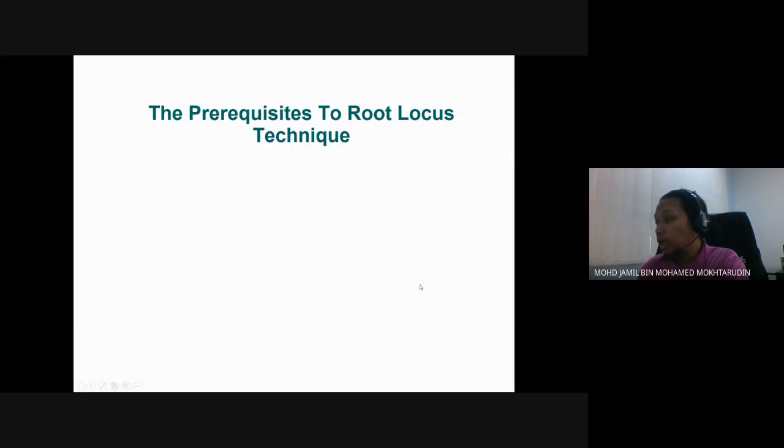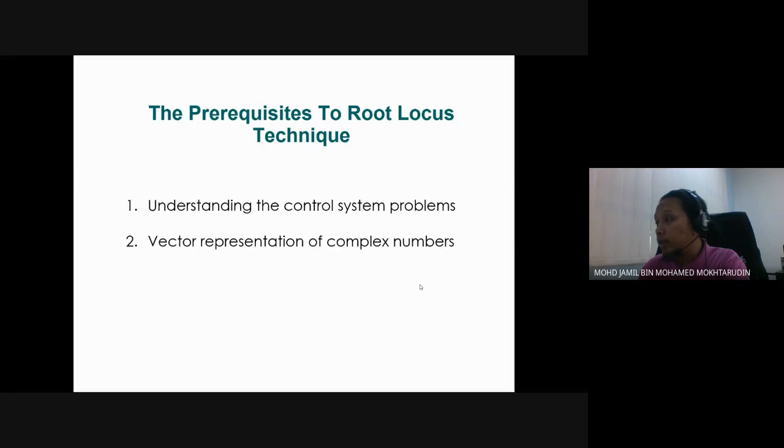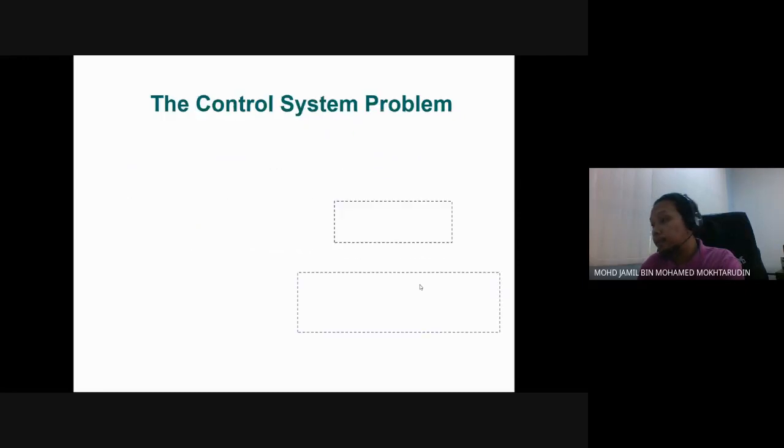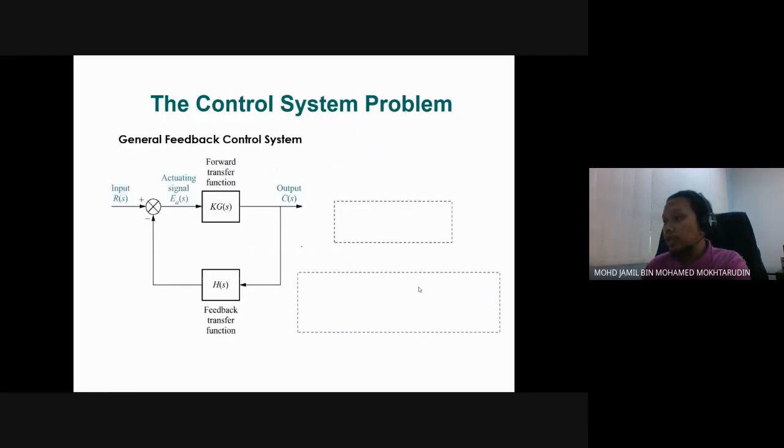Before we go into detail about the root locus technique, we need to understand what problems require root locus and how to present a complex number in vector form. Firstly, let's say you are given a feedback control system as shown here. You have a forward transfer function kg and then a feedback transfer function h. First you need to simplify this.